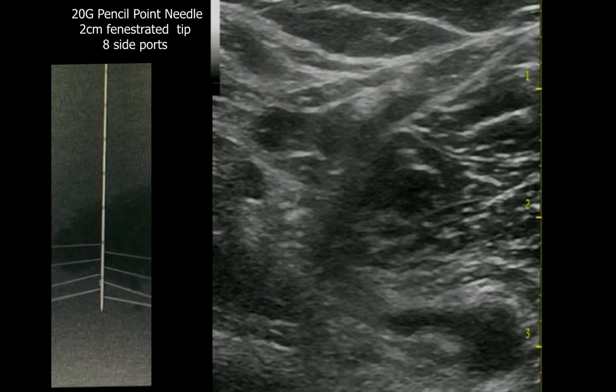This is an example of the local anesthetic distribution that results from a 30 ml injection using a fenestrated needle. The pencil point 20 gauge needle is positioned 1/2 centimeter medial to the sciatic nerve. This particular needle has 8 side ports, as shown in the adjacent picture, along the distal 2 centimeters of the needle. The outflow pattern for this needle is shown on the left-hand side of the screen.